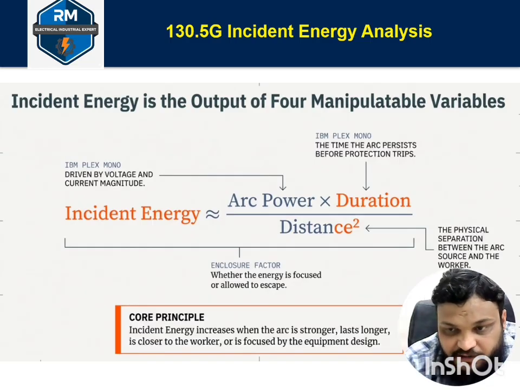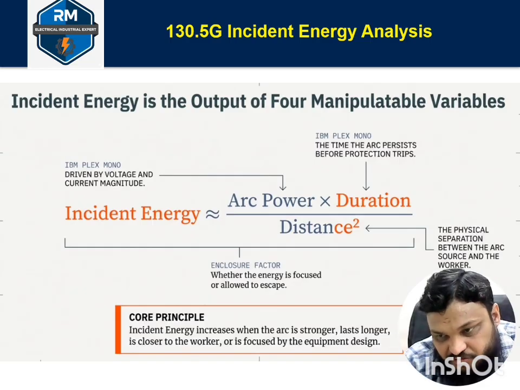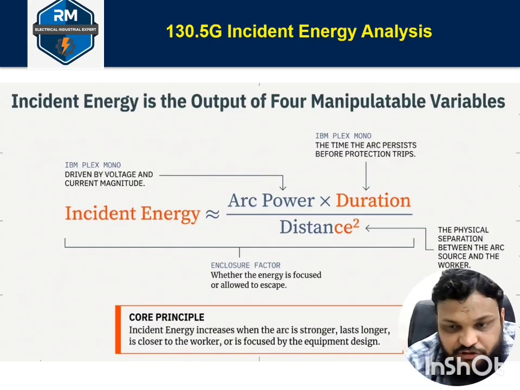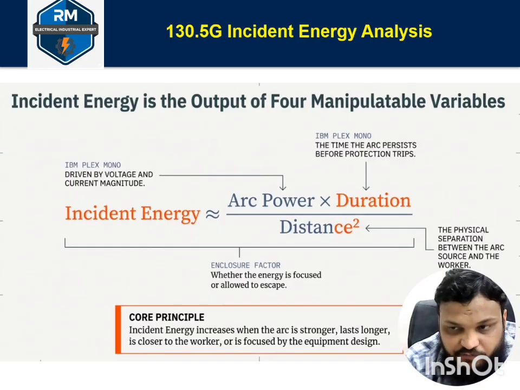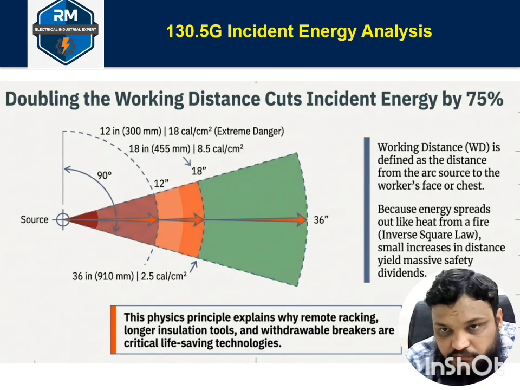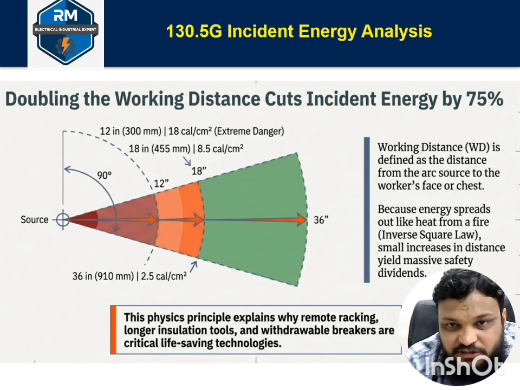The other factor is the enclosure factor, where the energy is focused or allowed to escape during arc flash. So incident energy increases as long as the arc is stronger and lasts longer. It also depends on how close the person is working to the equipment, and on the design of the equipment. These are the very important factors on which incident energy depends. Now we are going to discuss each parameter.